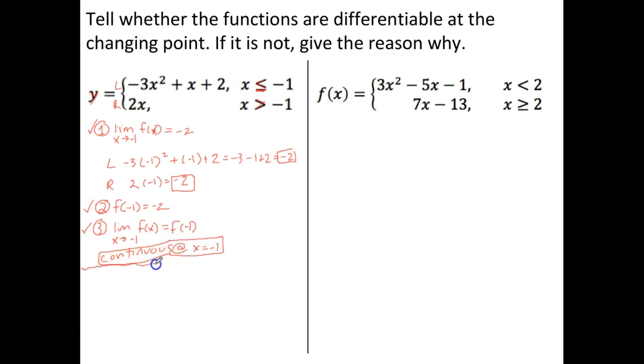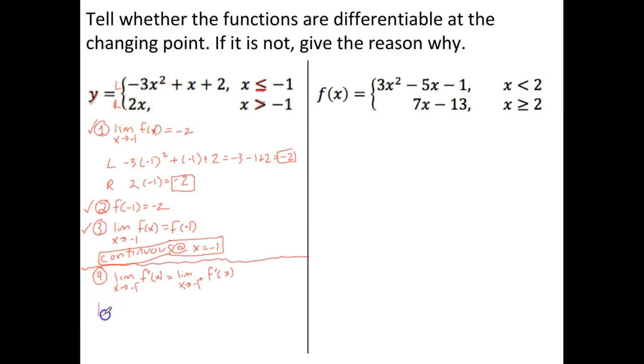Okay, now I need to check that last rule to check if it's differentiable. Remember what the fourth rule is. Here, it's the first rule of differentiability, but the fourth rule in this whole thing, that the slope from the left-hand side, so let's write it out here, the derivative from the left-hand side, remember that means the limit as x approaches -1 from the left is equal to, from the right-hand side, it has the same slope. So what we're going to need to do is take the derivative of the left-hand side and the derivative of the right-hand side and see what we get.